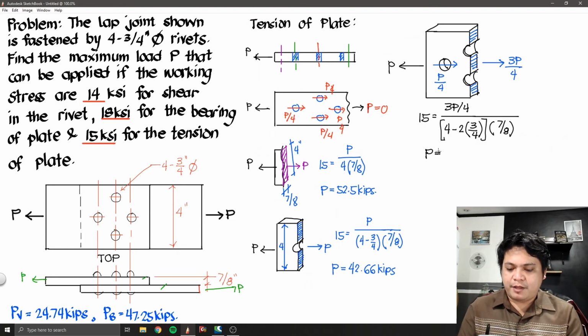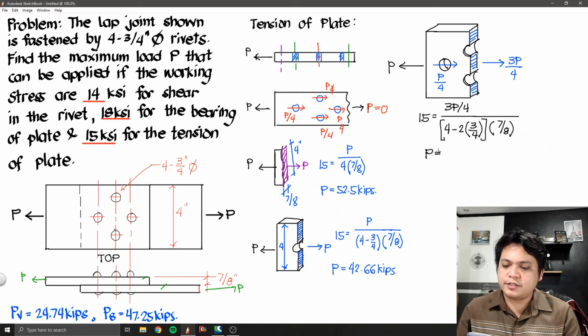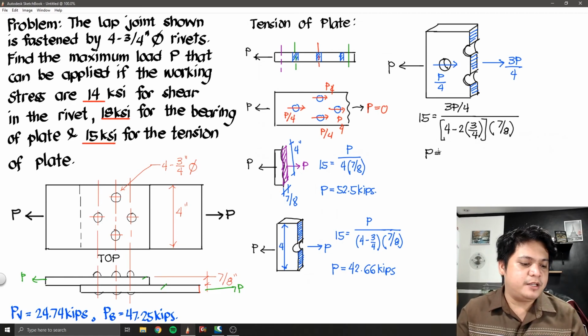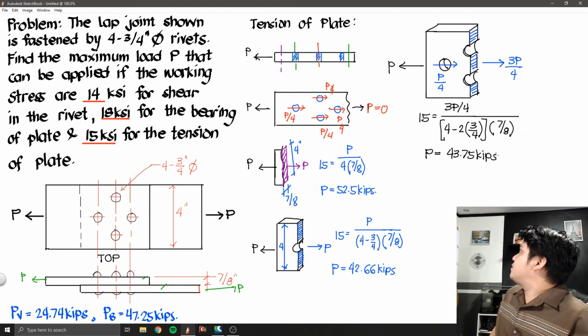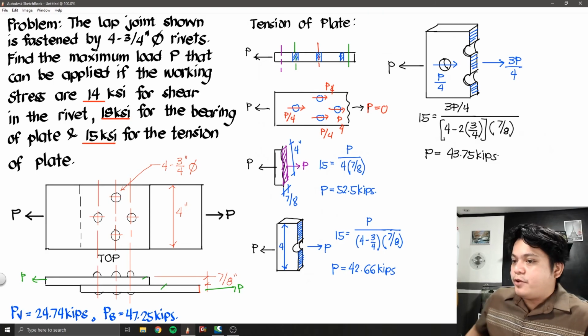So, you will be having here 15 times 4 minus 2 times 3/4 times 7 over 8. Okay? And then, you will be having here the value of P, which is equal to 43.75 kips. So, you have there 43.8 kips.